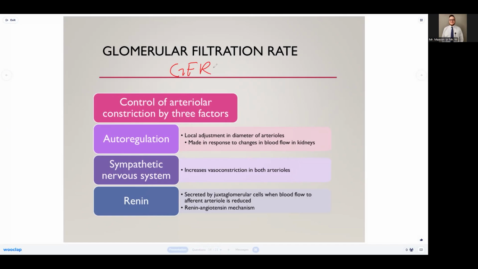So control of GFR is based on 3 factors. We have our own mechanisms that'll help auto-regulate. So locally, we're going to change the diameter of the glomerulus and the local arteries, and this is going to change the response in blood flow. The nervous system can cause vasoconstriction, and then we have a component that's local to some cells called juxtaglomerular cells that sit in this artery coming into and out of the nephrons to regulate blood flow and to regulate blood pressure.